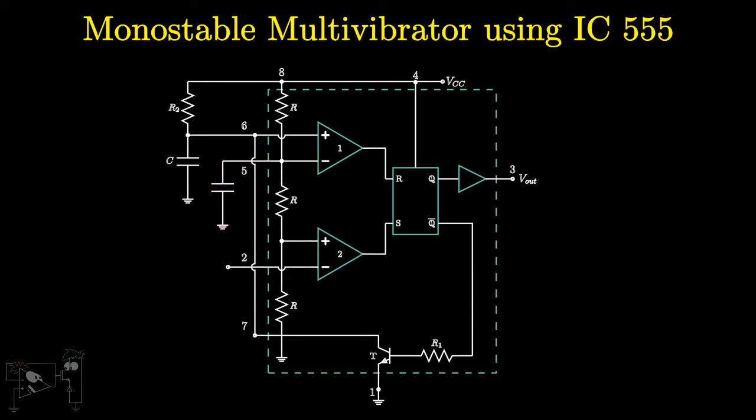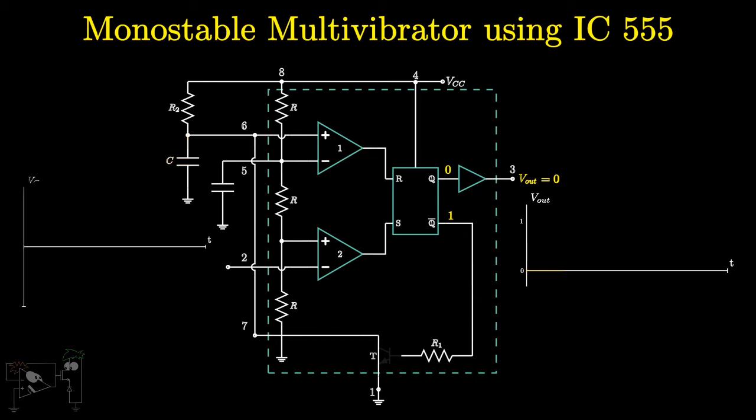Assume that the flip-flop is initially reset. That is, the output Q is 0 and Q bar is 1, driving the discharge transistor into saturation. Due to this, the externally connected capacitor C is discharged. Pin 2 is kept high.